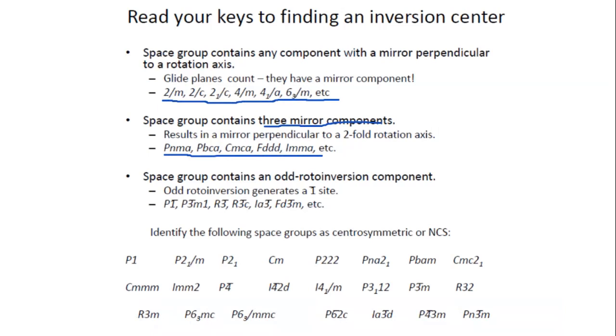Does it have an odd roto inversion? Then it's going to be centrosymmetric, so all of these have an odd roto inversion present. So now when we get to the bottom, let's see if we can go through and determine which ones are going to be centrosymmetric or non-centrosymmetric. So I'm going to circle the ones that are centrosymmetric. Let me give you 1 or 2 minutes to look through these and see if you can identify the centrosymmetric ones, and then I'll go over it with you.